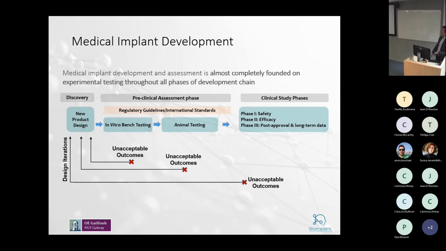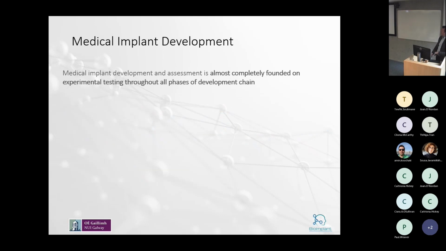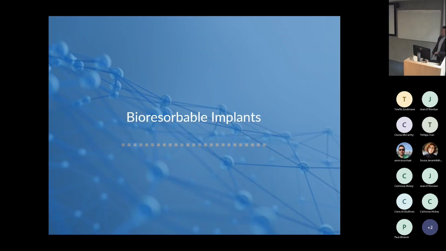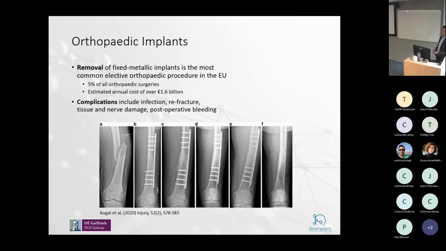And for us and the work in my group, what we try to do is to inform designs at an earlier stage. So to use computational methods so that you can essentially fail early and get better informed designs before you go to anything like animal trials or clinical trials. So in the area of bioresorbables, we work in both orthopedic and vascular bioresorbable implants. I'm going to look at orthopedic implants first.